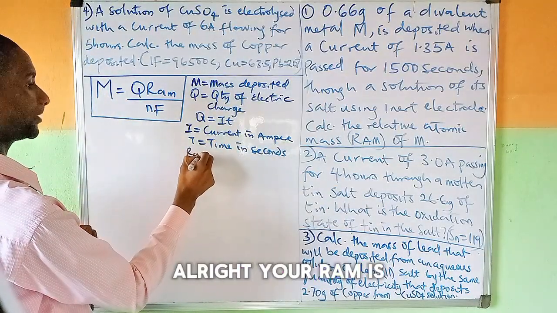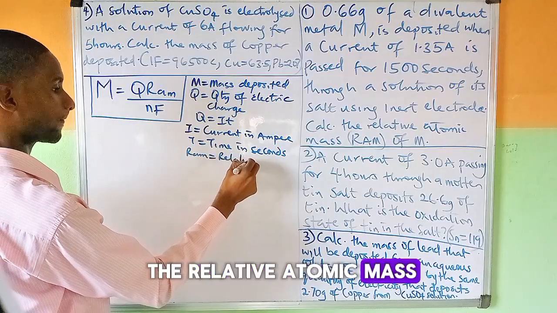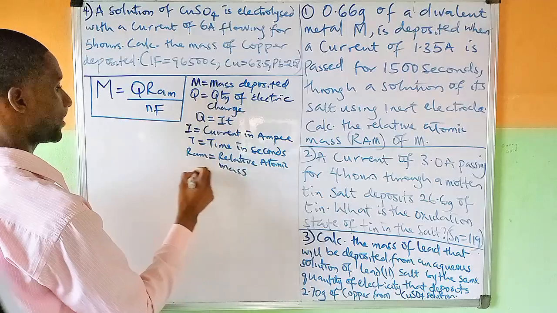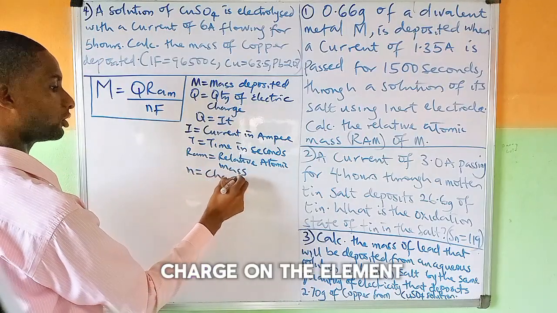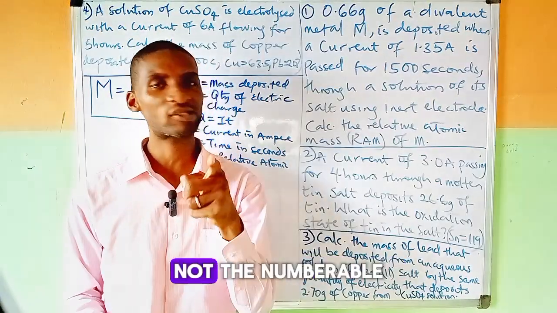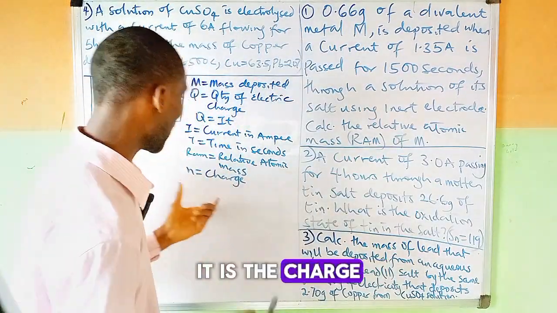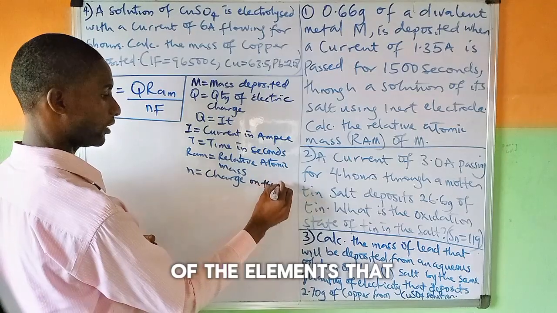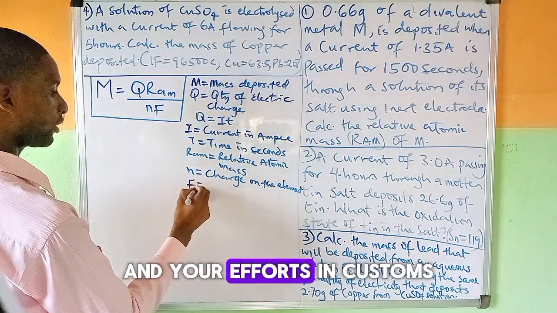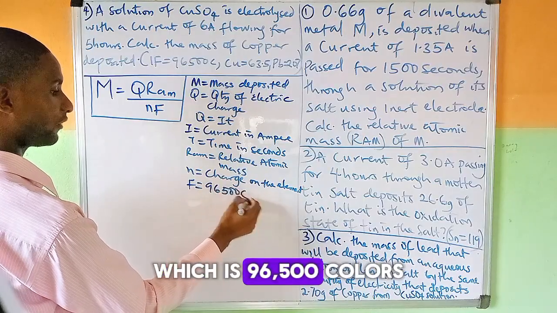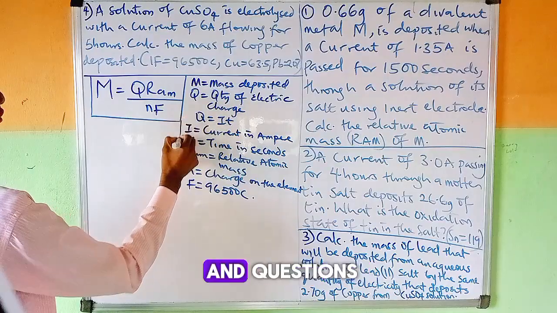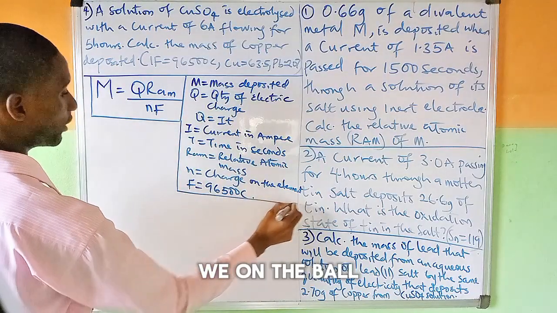Your RAM is the relative atomic mass. The N is the charge on the element that is being deposited, not the number of moles. It is the charge on the element that is being deposited, and your F is a constant, which is 96,500 coulombs. So this is what we are going to use to answer the questions we have on the board.